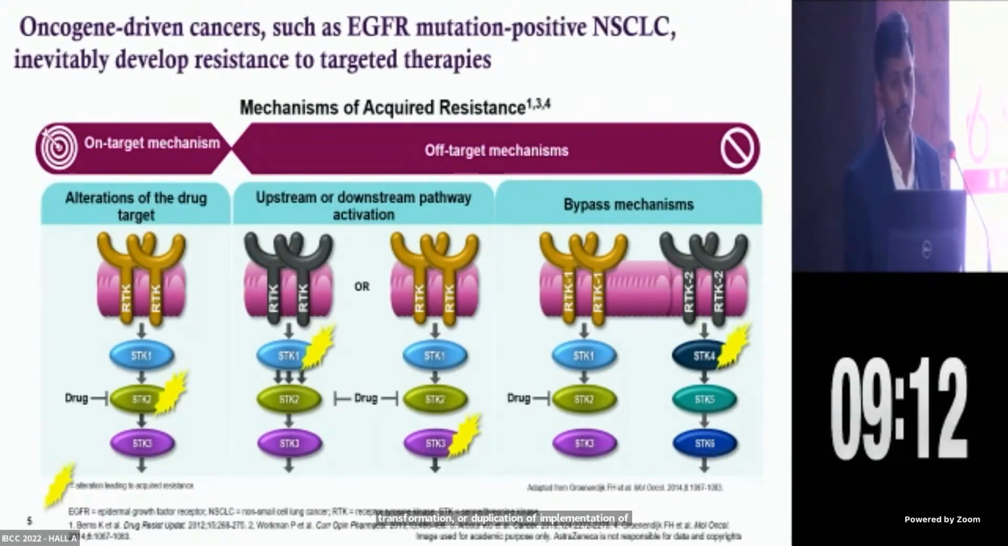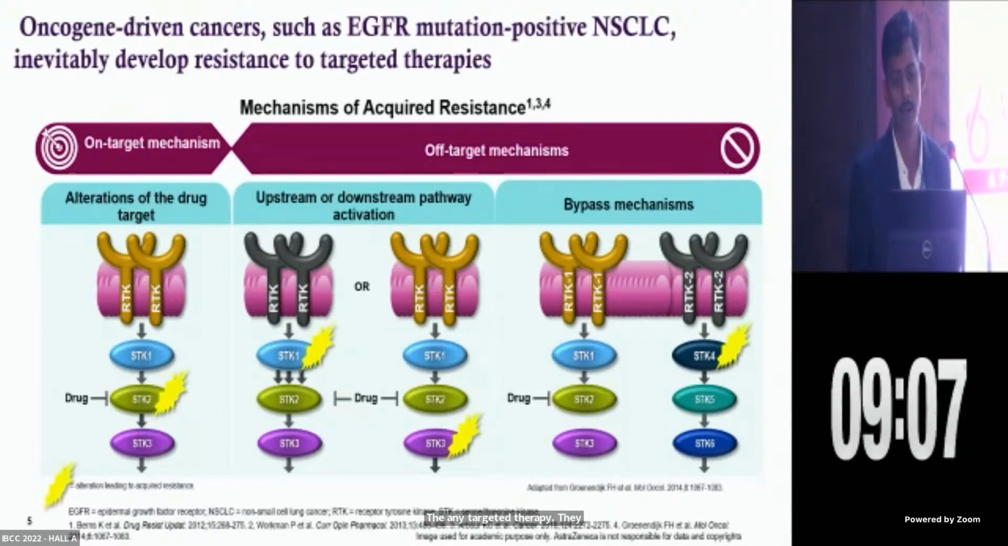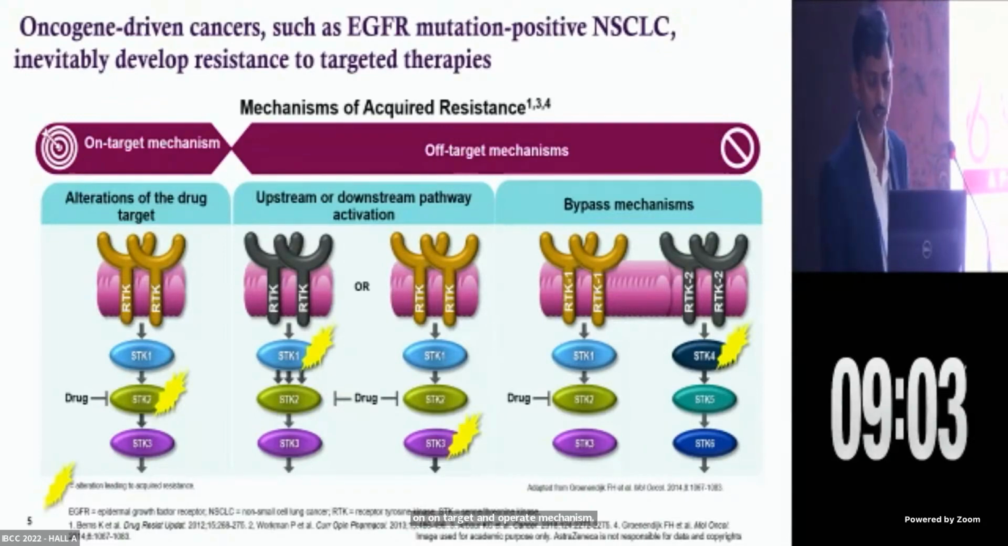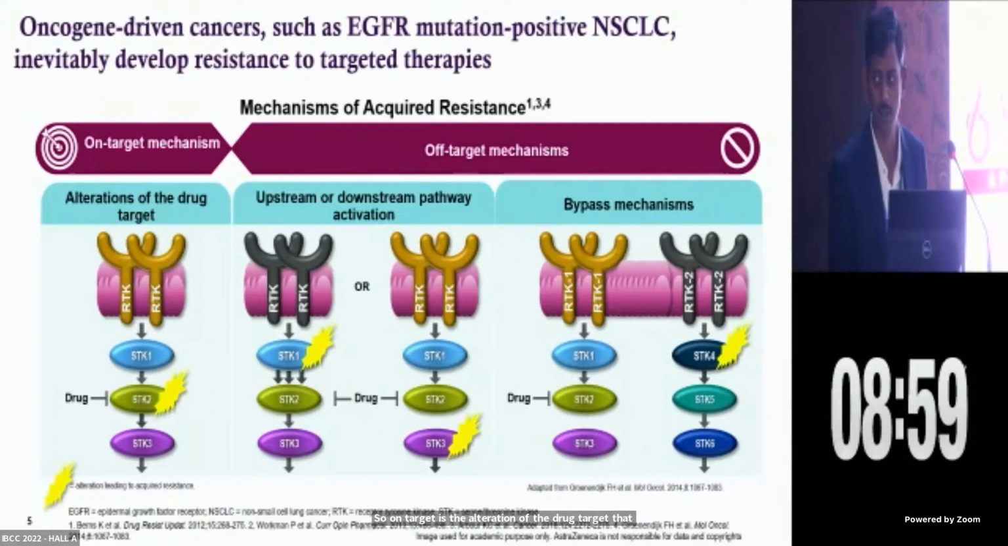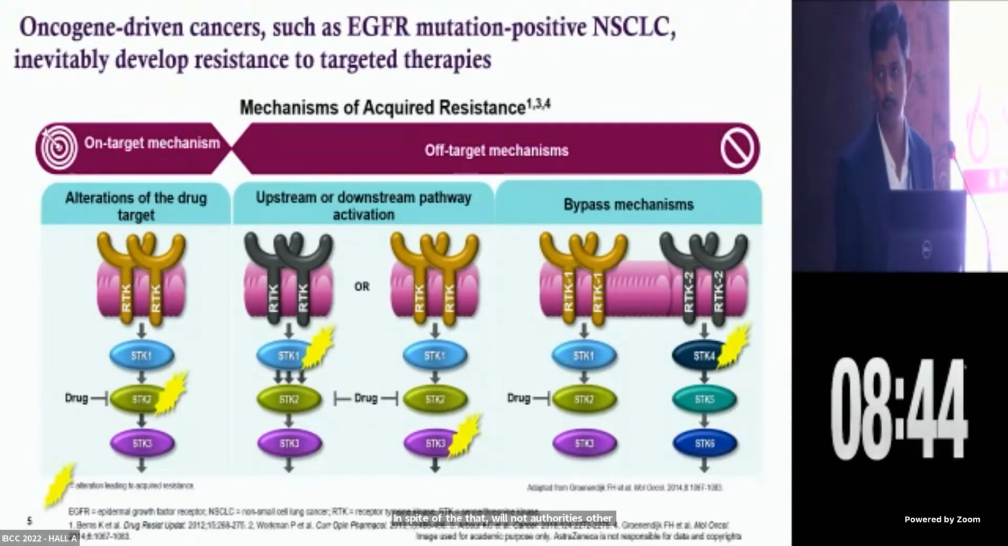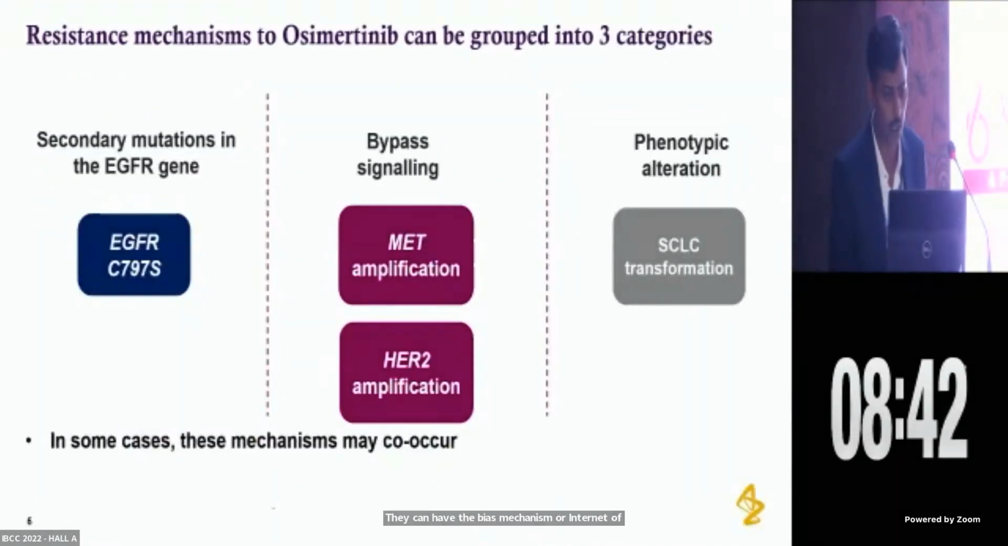So as we know, with any targeted therapy, they develop resistance by on-target and off-target mechanisms. On-target is the alteration of the drug target, where the drug will bind but will not act due to some other mutations or downstream change in the pathway. Off-target is another mechanism, like a bypass mechanism or alternate pathway activation, like MET or HER2 amplification.